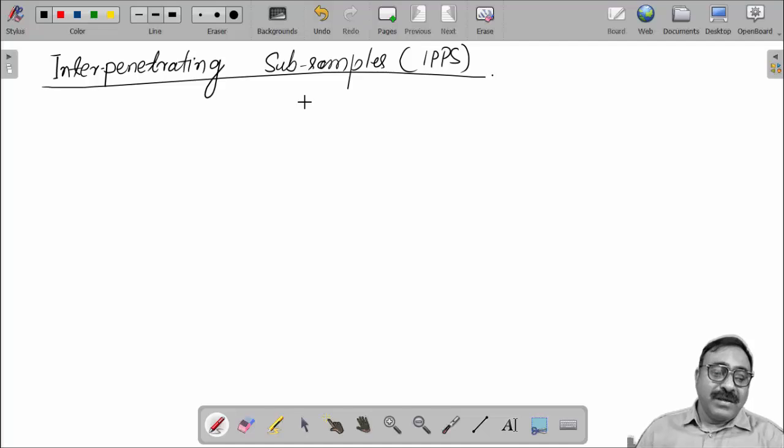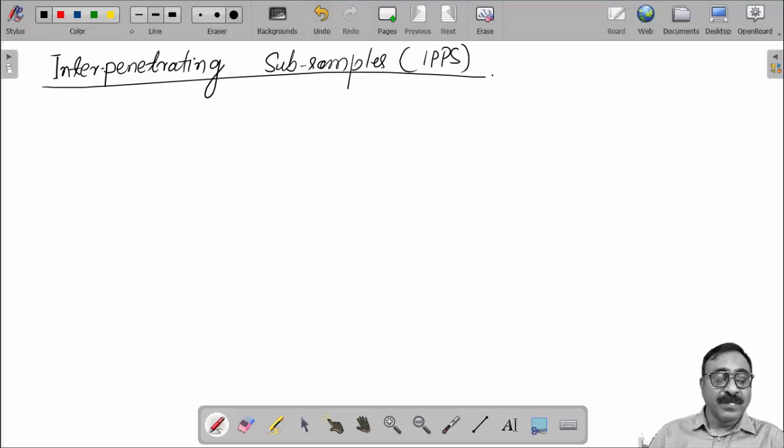Welcome. In this class we shall discuss the almost unbiased ratio estimator using interpenetrating subsample technique. In the Quenouille method we have a sample which is divided into disjoint subsamples. That means the subsamples are disjoint, that is no units are common to different subgroups or subsamples. But here we shall consider overlapping subsamples, that is why interpenetrating subsamples.